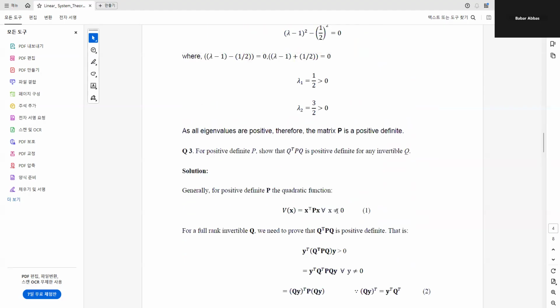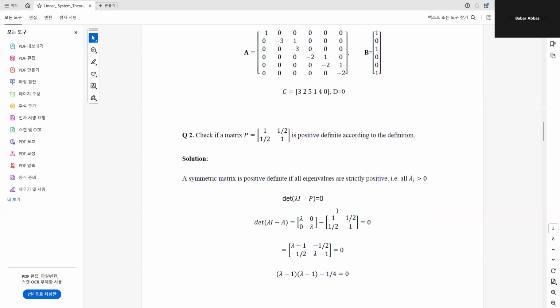Question number 2 says that we have a matrix and we have to show that this is a positive definite matrix. Well, there are other methods to check whether this matrix is positive definite or not, but here we will use the eigenvalue method, which says that a symmetric matrix P is positive definite if all eigenvalues are strictly positive, that is, lambda i is greater than 0. So determinant of lambda I minus P is equal to 0.